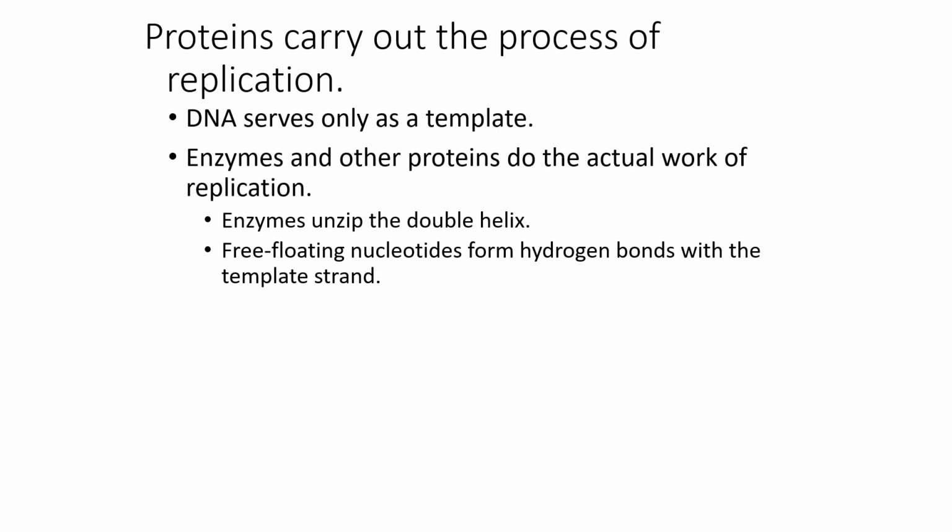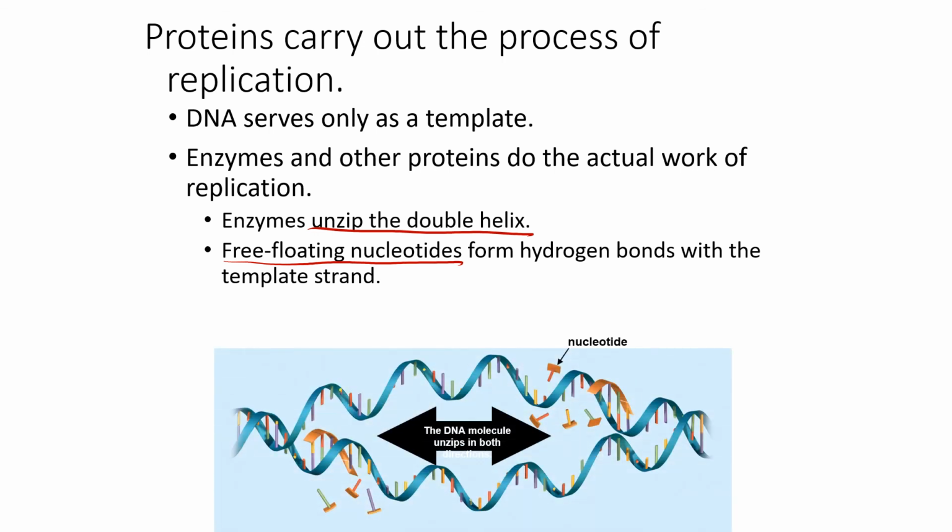The DNA serves as a template, and then 2 new DNA strands are made. Enzymes and other proteins, like I said, do the actual work of replication. First of all, they unzip the double helix, and then free-floating nucleotides, which you get from your food and your body can make as well, form hydrogen bonds with the template strand. You can see that the DNA unzips right along the center here, and these new nucleotides are coming in and attaching to the template strand.